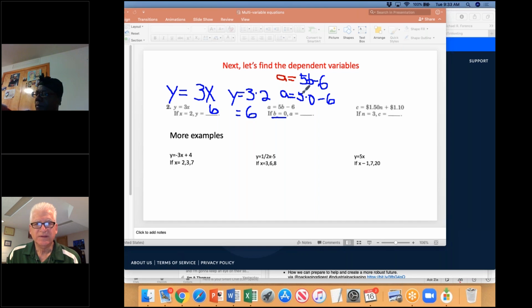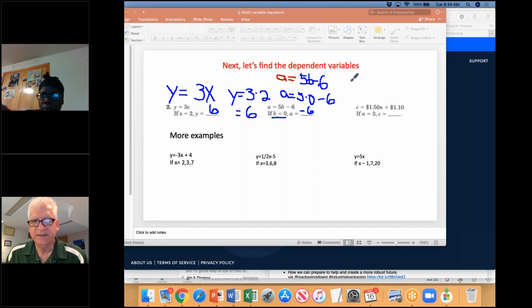So we know that we do multiplication before subtraction. So we're going to do this first. 5 times 0 is 0. 0 minus 6 is negative 6. So when I have this equation, A equals 5B minus 6, when B equals 0, then A equals negative 6. Understand how I did that? Yes, I do. Okay, great.